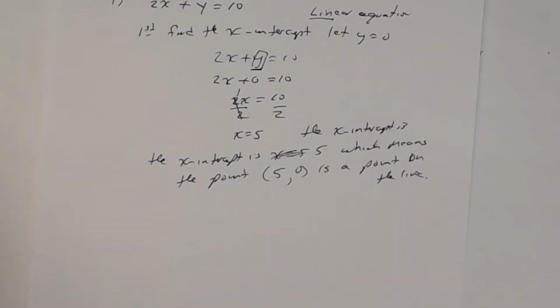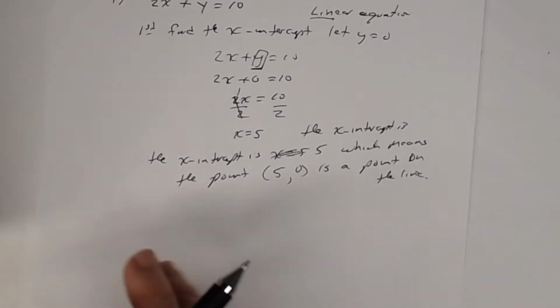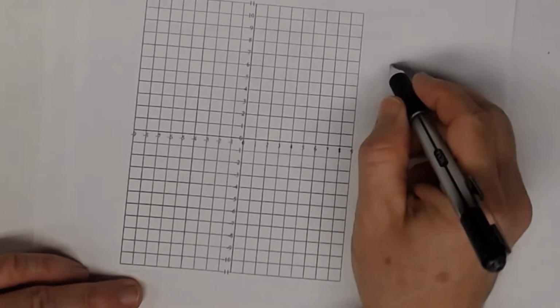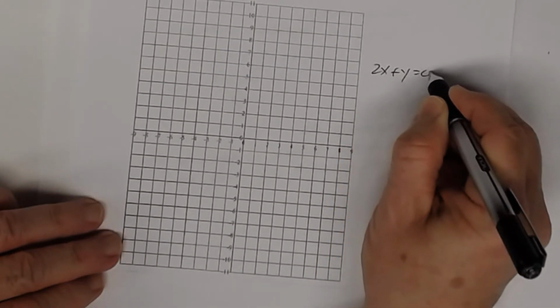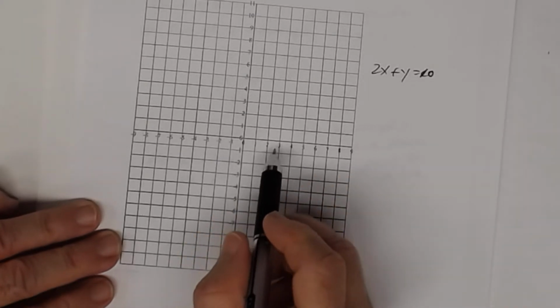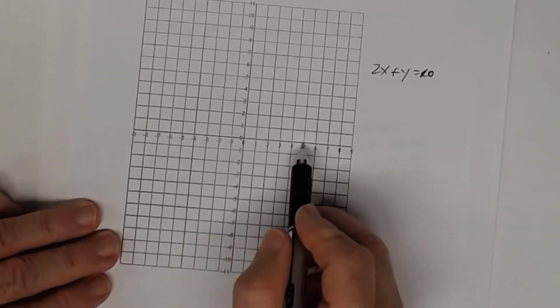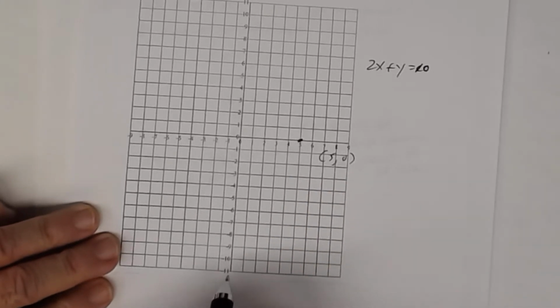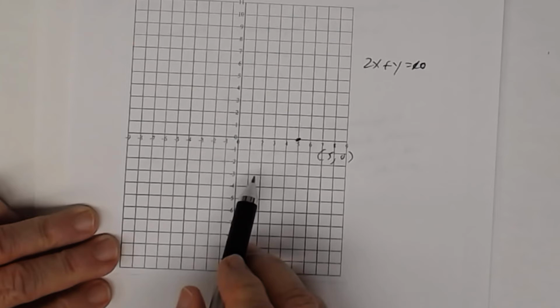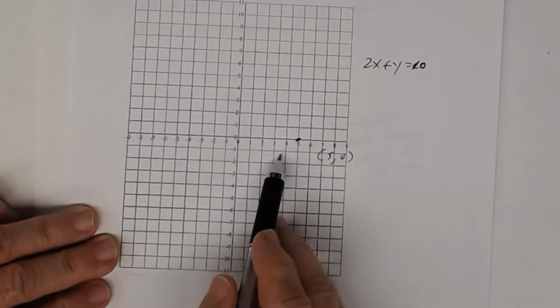So far I have this. Let's plot the point (5, 0) as we graph 2x plus y equal 10. (5, 0) is right here, so I'm going to label it (5, 0). There's my x-intercept. That's where the graph is going to cross the x-axis.